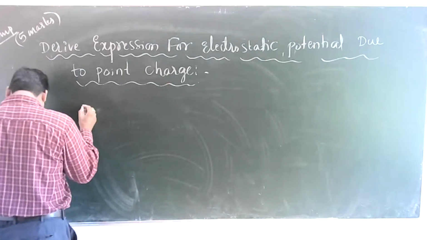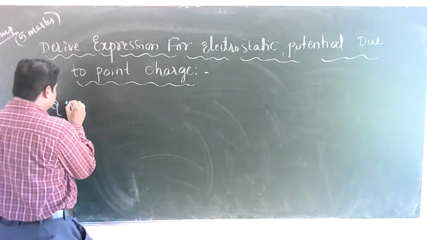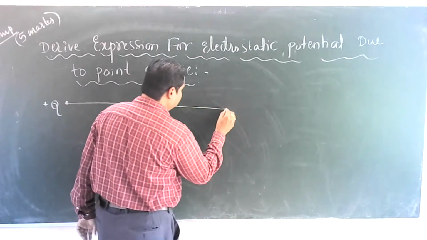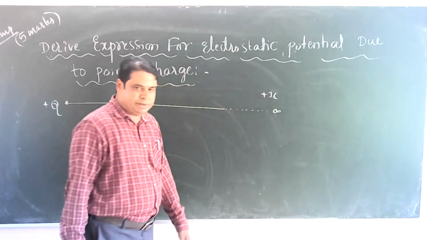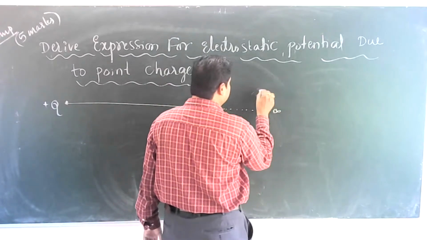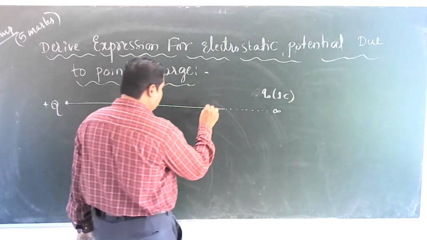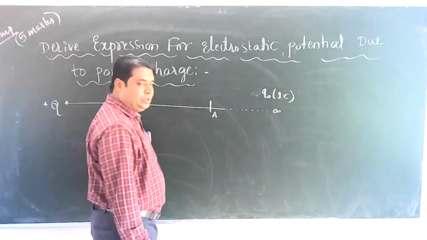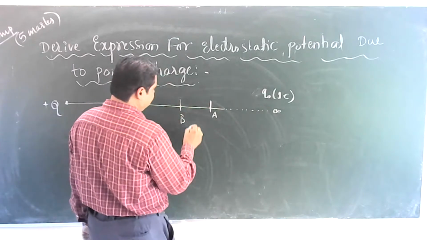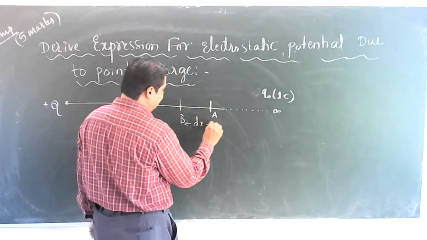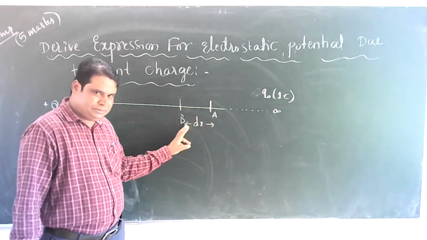Now, let us consider a source charge, of course plus, and a test charge Q naught at infinity initially. Imagine you are supposed to bring it to point A initially, then to point B, by moving it a small distance, say dx. Here dx represents a very small distance between A and B. They are very close.